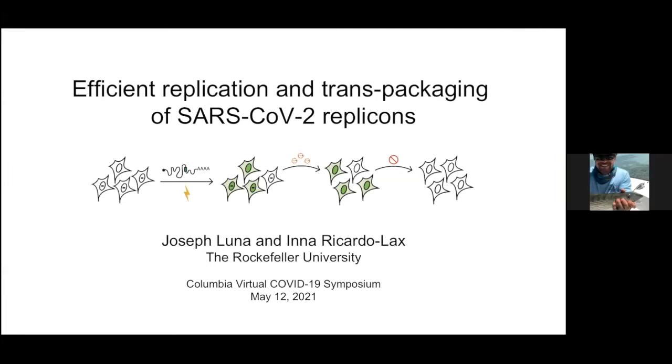My name is Joe Luna and I'm here with Ricardo Lax, and together we'll be talking about the experience of making SARS-CoV-2 replicons in the Rice lab. I'll describe the basic setup and replicon activity before handing it over to Ina, who will illustrate some really great single cycle infection strategies for replicon launch. Okay, so let's get started.